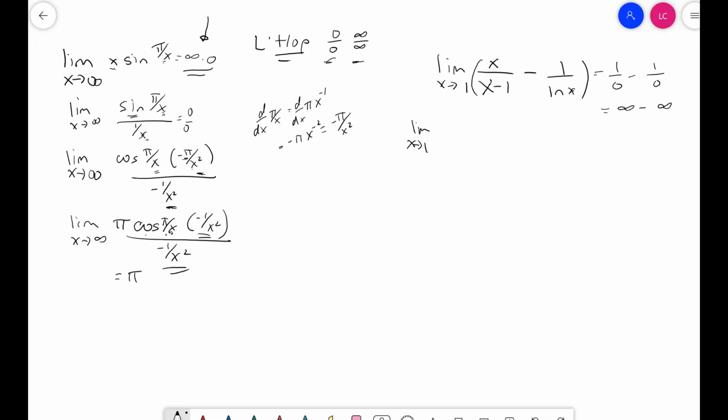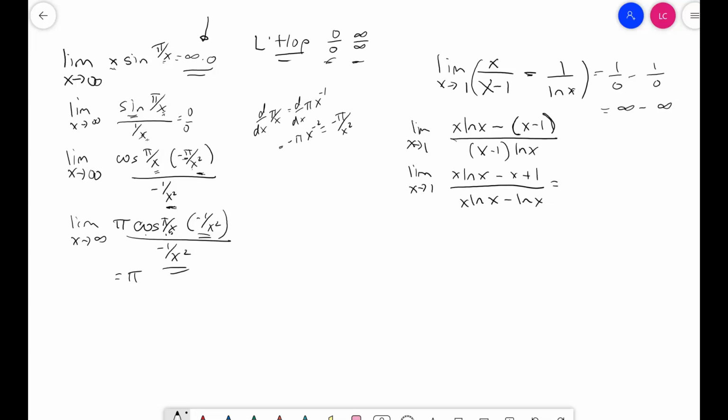So what I need to do is make common denominators. So I'll get x ln of x minus x minus 1 all over x minus 1 ln of x. Be careful with the parentheses, right? Because the subtraction sign has to go to both of those terms. All right, so let's just take a moment so we don't make any mistakes, minus x plus 1, okay. And then I could even multiply this out, right? So you don't have to use, well, I guess you still need to use product rule, but all right, so there we go.